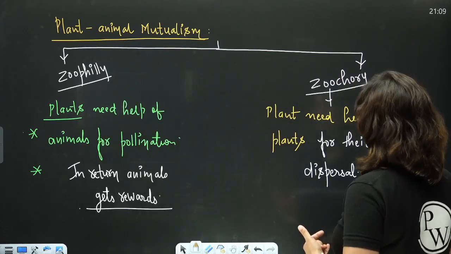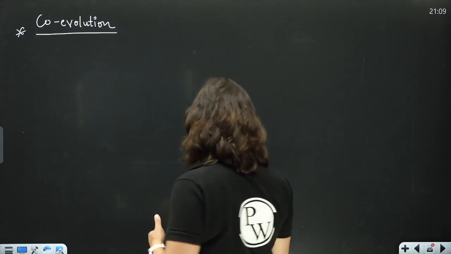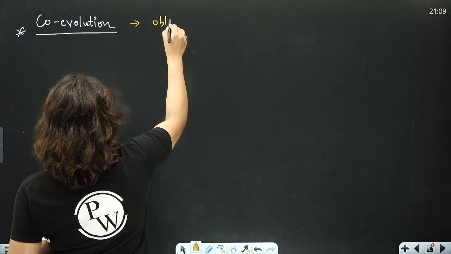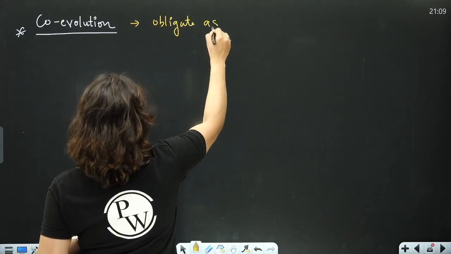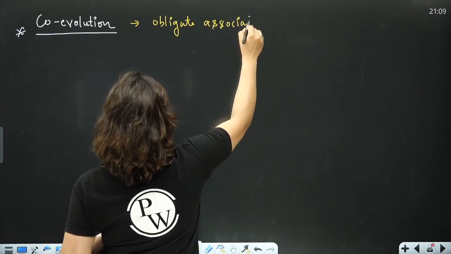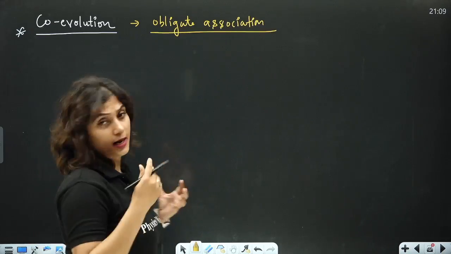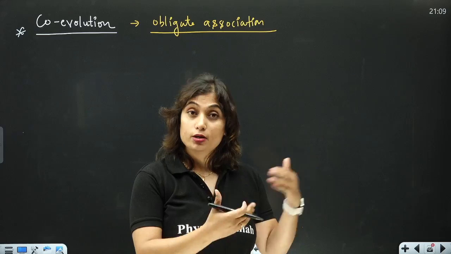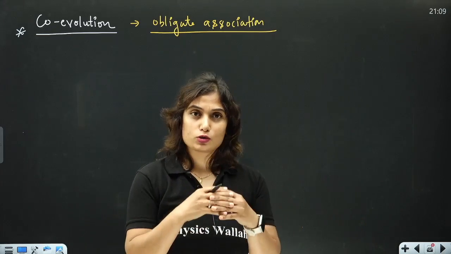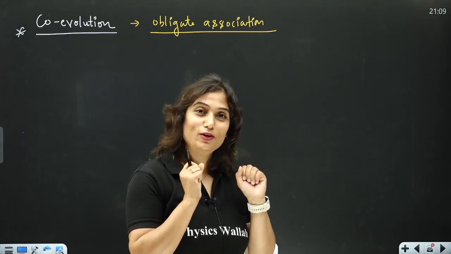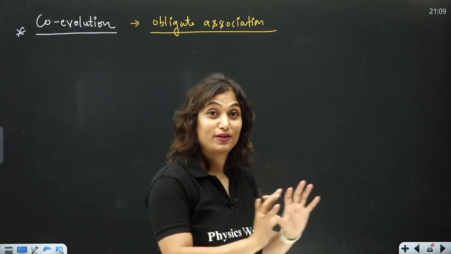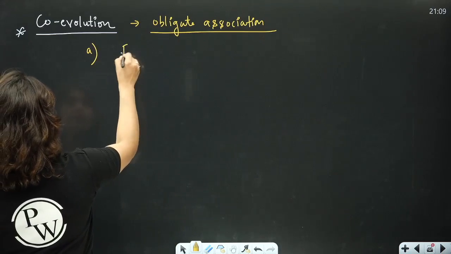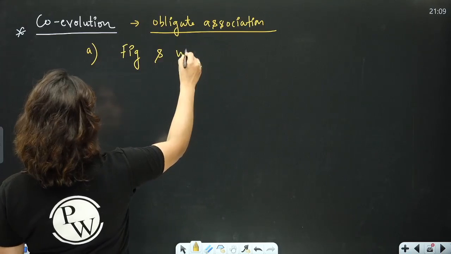Now let's see the case of co-evolution. What is the meaning of co-evolution? The two organisms are associated so closely that their evolution has happened side by side. They are so closely associated that they evolved together during the course of evolution. A very beautiful example of co-evolution is fig and wasp.